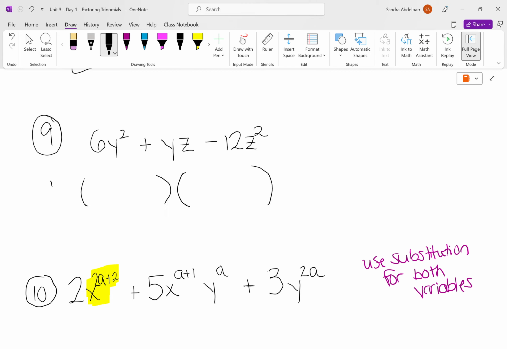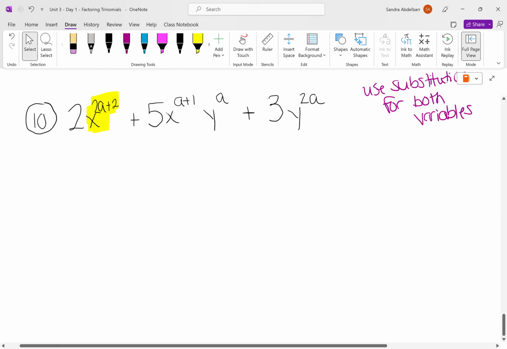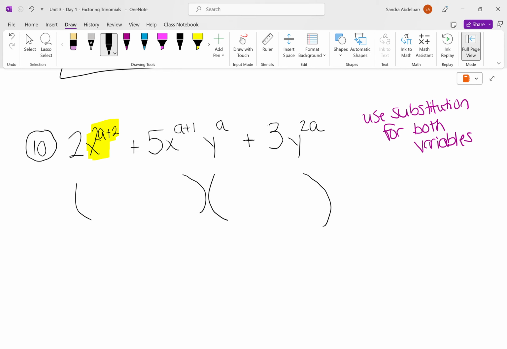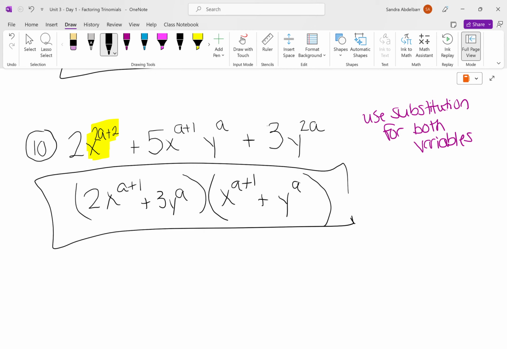So for number 9, can someone tell me what did you get for your final factored form? Bina. 2y plus 3z. This is perfect. And again, if we need to go over it, we'll go over it next class. What about number 10? Can somebody tell me? This one was a little bit more tricky, once you substituted back in. Angie. 2x to the a plus 1 plus 3 divided to the a plus 1 plus 5. You got it. All right, guys, we will go over this next time.